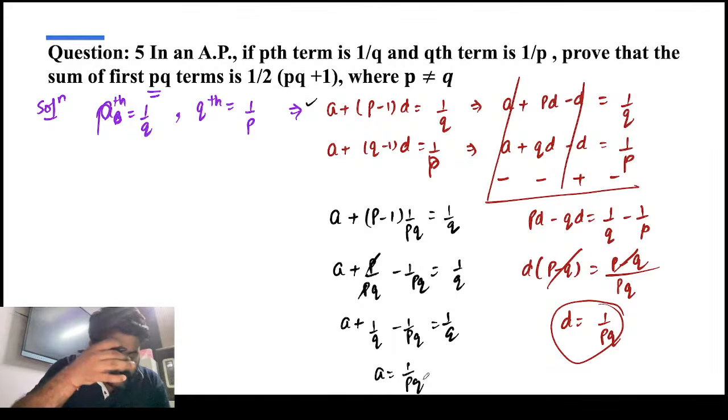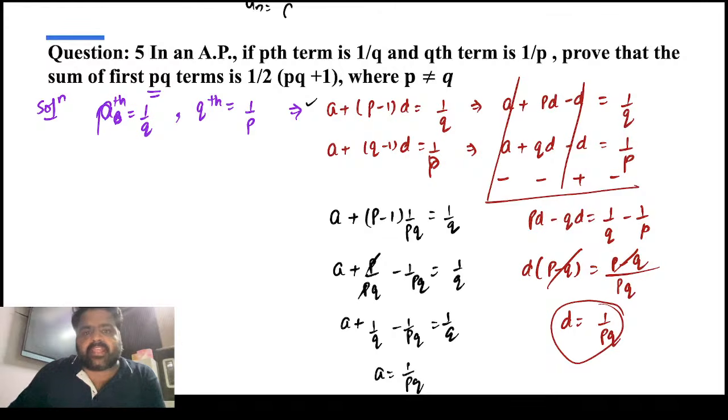सर ये रिपीट कर देना, समझ नहीं आ रहा. ठीक है, ओके ओके ओके, अभी रिपीट करता हूँ. देखो बेटा, आपको दे रखा है that it is given to you the pth term and we know that nth term is a plus n minus 1 into d. तो pth term we need to replace n by p, that's it. तो the pth term is this, the qth term is this.